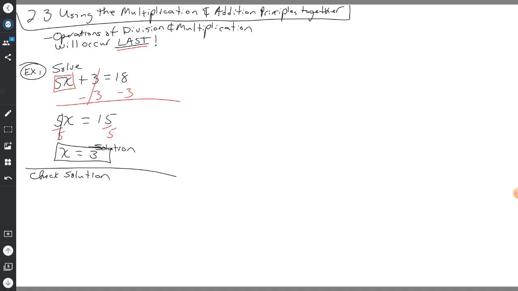And our original equation. So 5x, so I recommend that you put that inside of parentheses just in case you have a negative number there. All right, then we do get 15 plus 3. So we have the correct solution.